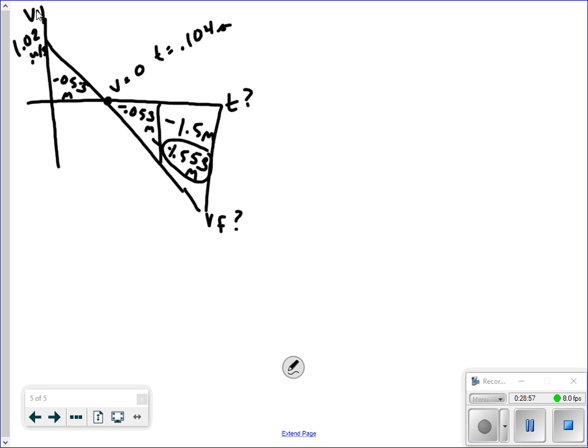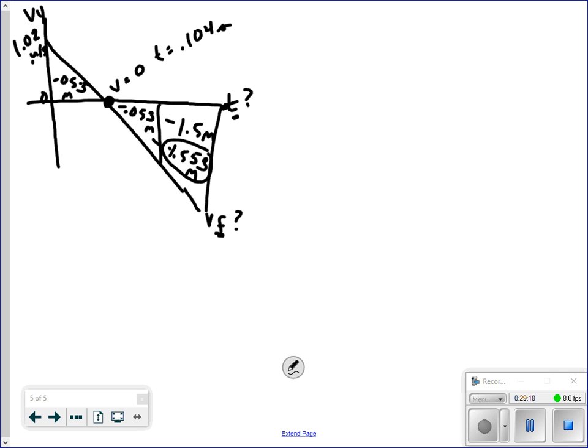Now it's time to figure out this one and this one so that we can then do the total time. You've got two options here. Technically, this one is 0, and this is the 0.104 right there, and then this is some unknown. You can set it up for the base of this triangle to be the final time minus 0.014.